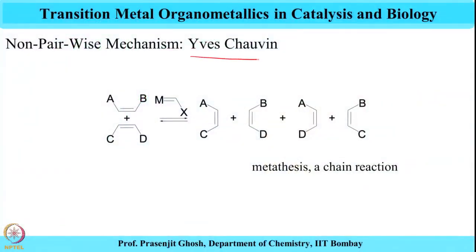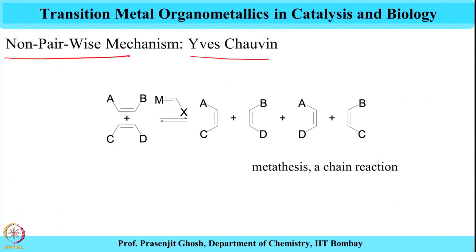Now, what we had discussed in the last lecture is that there are two schools of thought which were initially proposed for the olefin metathesis reaction. The first one was the pairwise mechanism, which indicated that both the olefins form a pair and then the reaction proceeds. There were three pathways or three hypotheses put forward based on the pairwise mechanism by Calderon, Pettit and Grubbs. However, in the end, more detailed isotope labeling studies confirmed the reaction proceeds by a non-pairwise mechanism, the one proposed by Chauvin.